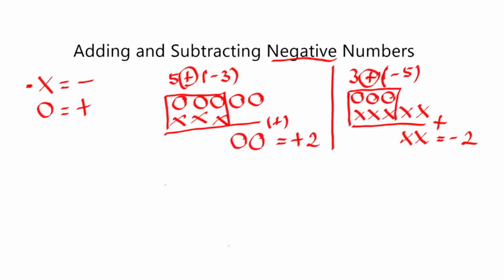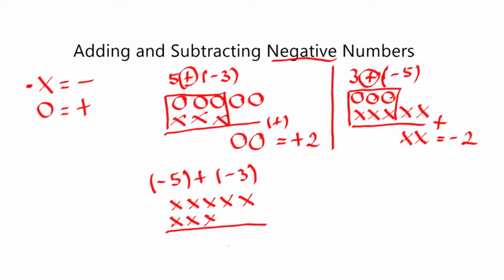Now let's try our last example when it comes to having a plus in between our numbers. We have minus 5, okay, plus minus 3. Now let's try and represent them. We have 5 negative counters and 3 negative counters. So 1, 2, 3, 4, 5, and 1, 2, 3. And the operation in between them is plus.